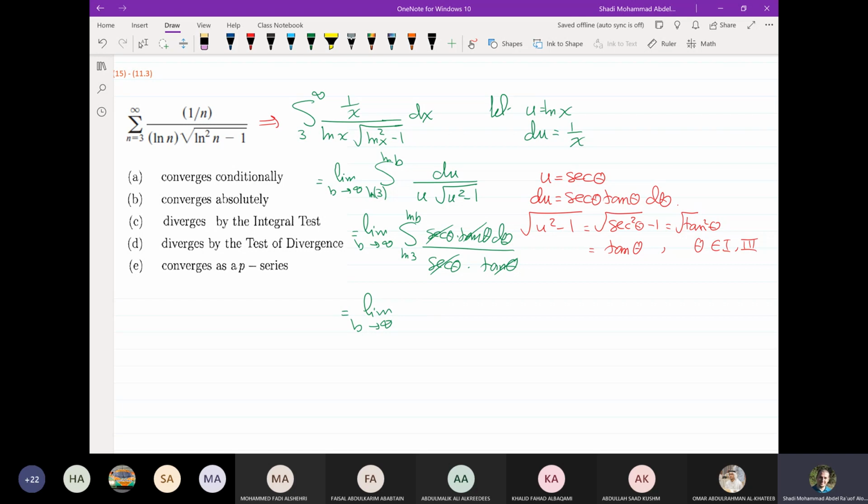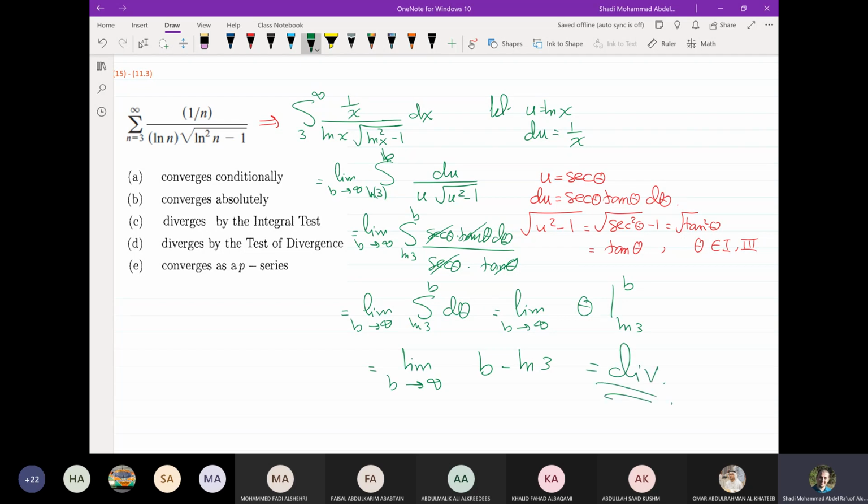It is now the integral of d theta from ln 3 to b. Of course ln b or b here will not make any difference because b goes to infinity. So if I write it b, no problem. It will be the limit as b goes to infinity of the integral of d theta, which is theta from ln 3 to b. And this is equal to the limit as b goes to infinity of b minus ln 3. As b goes to infinity, it will be divergent.